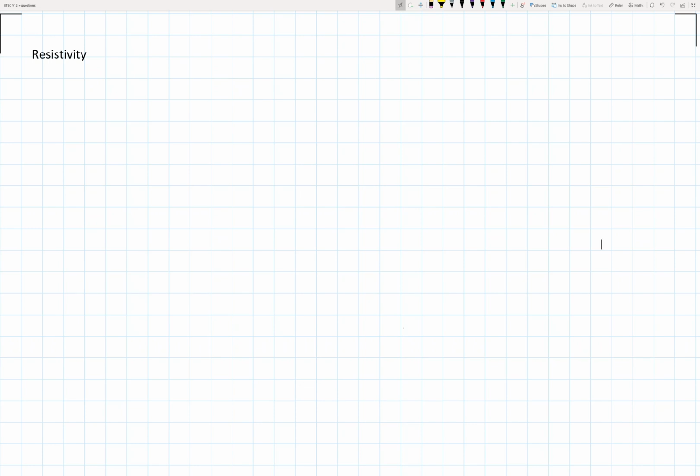Okay, in this video we're going to look at resistivity and temperature coefficient. So let's start off with our resistivity formula that was going to be given to us. So resistance is equal to the resistivity of some material multiplied by the length divided by the area.